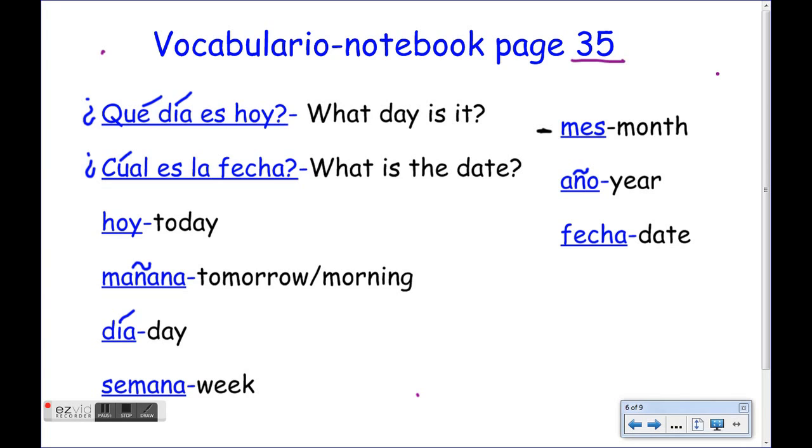The first one, repitan. ¿Qué día es hoy? Okay, so ¿qué día es hoy literally translates to what day is today? Okay, or what day is it? When somebody asks this question, what they want to know from you is what day of the week it is. So an appropriate response to this would be es lunes, it's Monday, or es sábado, it's Saturday.